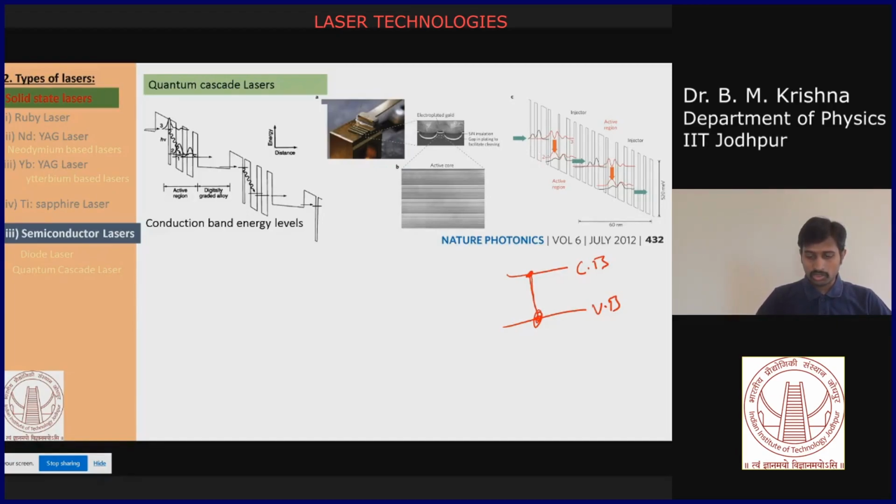Okay, so now in this case, this electron is reused, again it gains the energy and again it reaches the active region of the next period and again lasing action takes place. So that means your electron is re-excited multiple times and giving a lasing action.